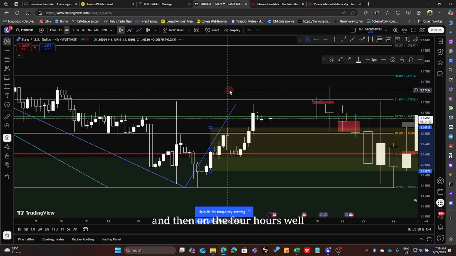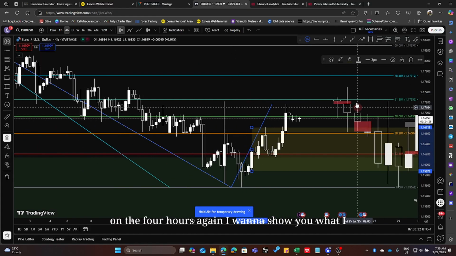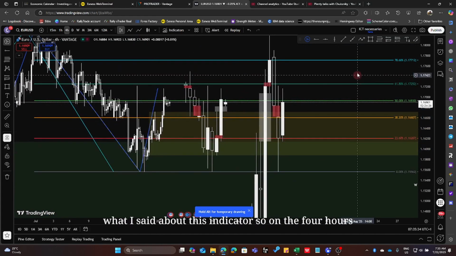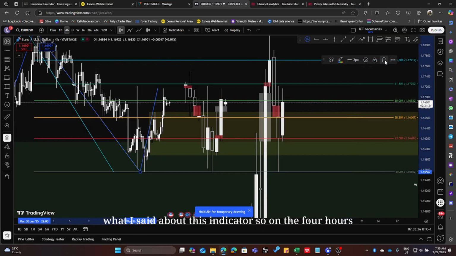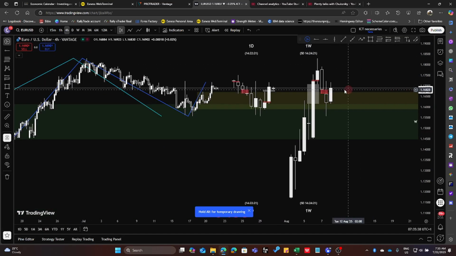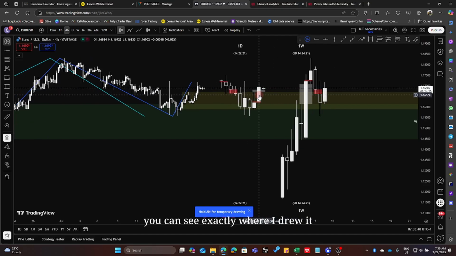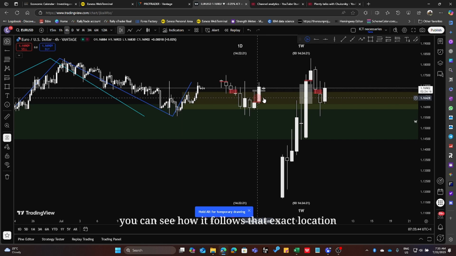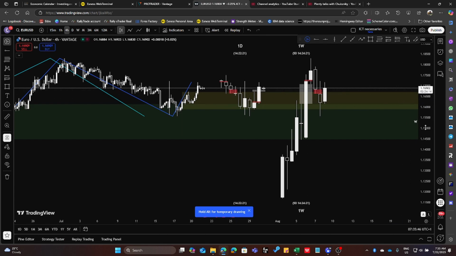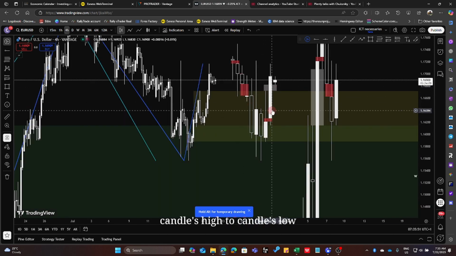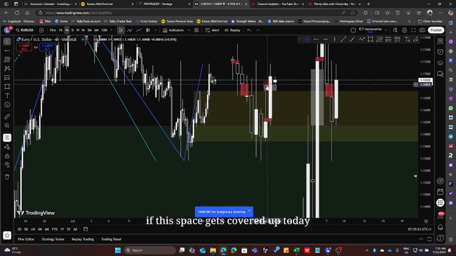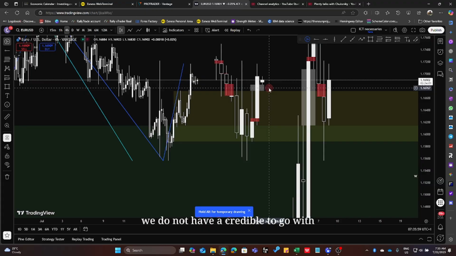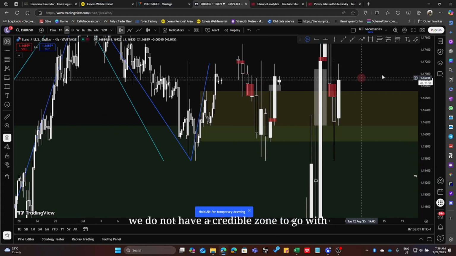And then on the 4 hours, again, I want to show you what I said about this indicator. On the 4 hours, you can see exactly where I drew it from this candle's high to this candle's low, you can see how it follows that exact location, candle's high to candle's low. And you can see exactly what I said. If this space gets covered up today, we do not have a credible zone to go with.